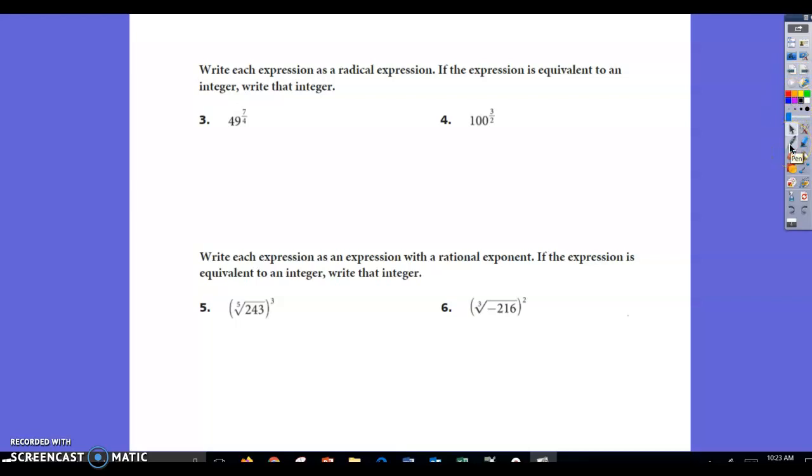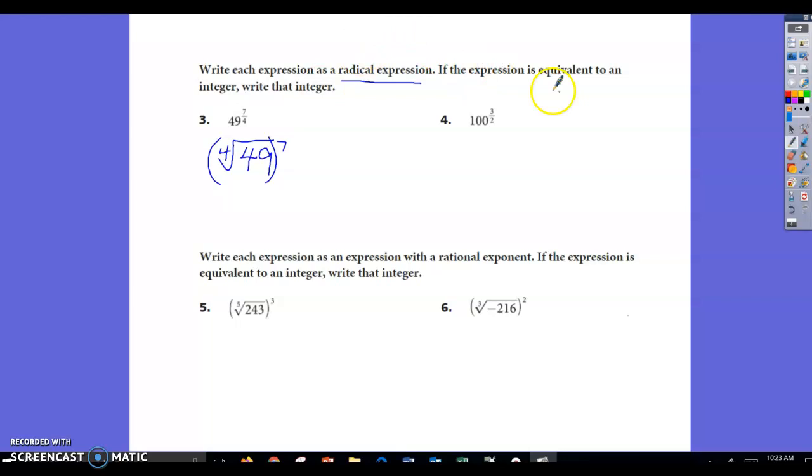It says write each expression as a radical expression. We can see that this is in exponential form because it is raised to an exponent, and we simply want to rewrite it in radical form. Remember that the denominator is the index, so it's going to be the 4th root of 49 to the 7th power. And again, it doesn't matter if you do that first or last. Make sure this number is the index. You don't want it to be 4 times that. It's got to be that little number inside of the root to represent that.